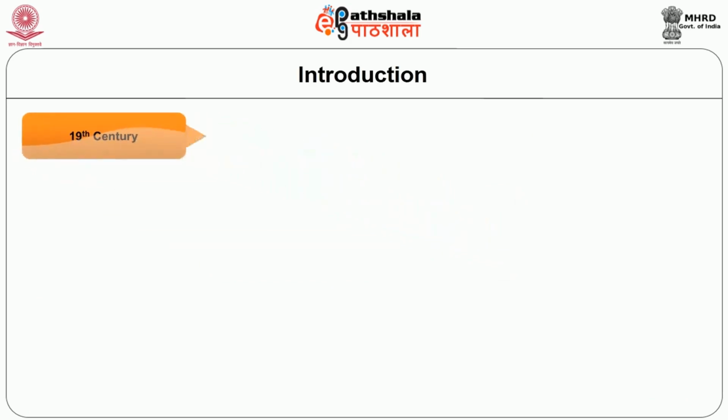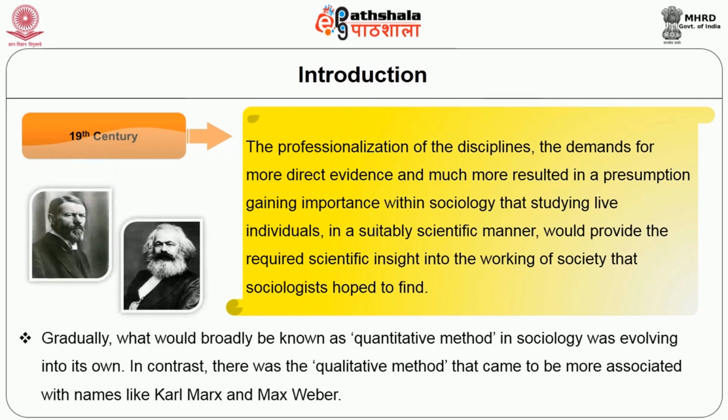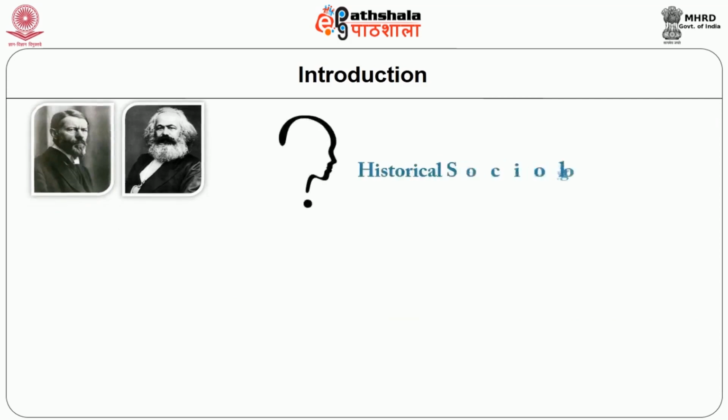By the late 19th century, the professionalization of the disciplines, the demands for more direct evidence, and much more resulted in a presumption gaining importance within sociology that studying live individuals in a suitably scientific manner would provide the required scientific insight into the working of society that sociologists hope to find. Gradually, what would broadly be known as quantitative method in sociology was evolving into its own. In contrast, there was the qualitative method that came to be more associated with names like Karl Marx and Max Weber. Both Marx and Weber practiced what would be today called historical sociology.